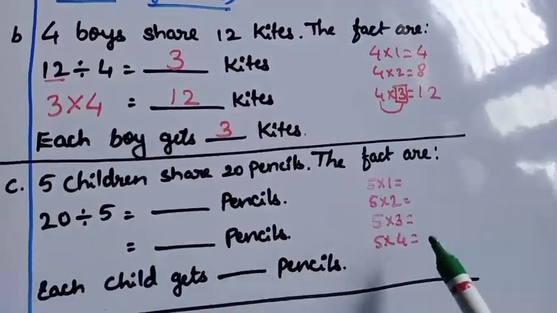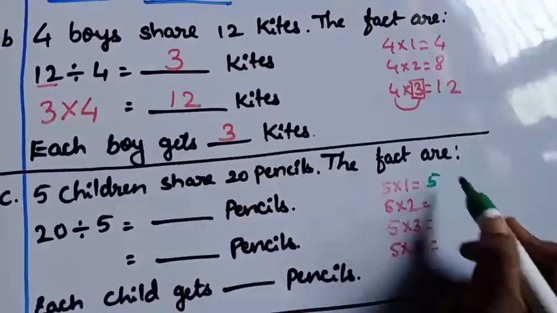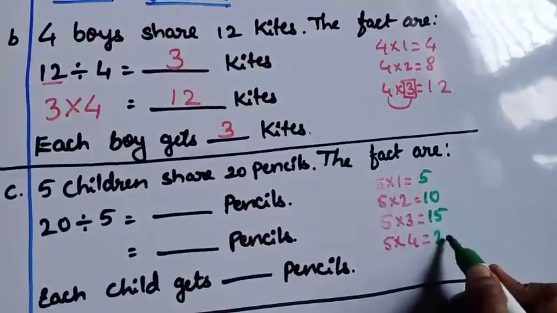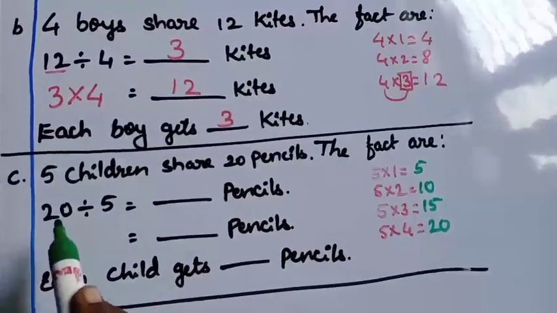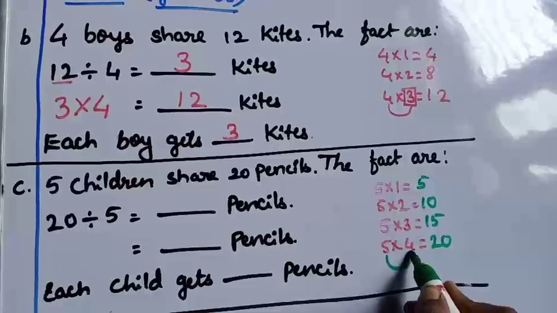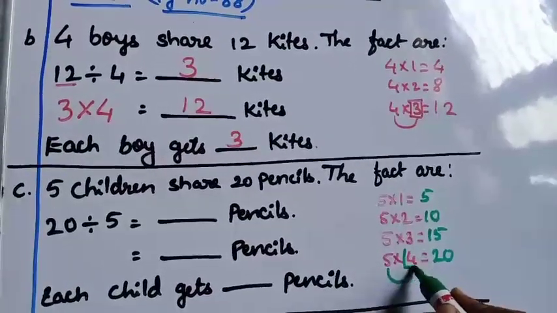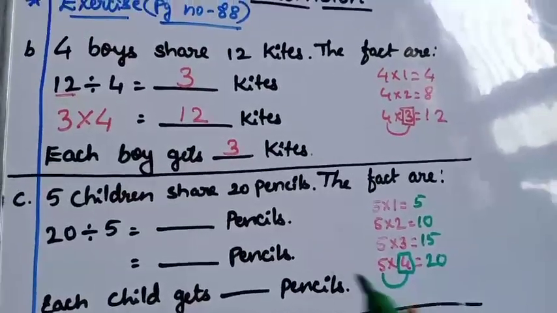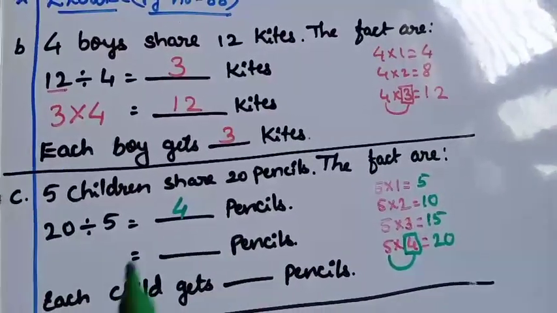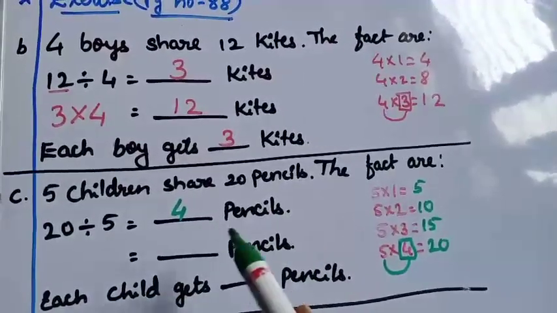First we have to write the table of 5. Okay. 5 ones are 5. 5 twos are 10. 5 threes are 15. 5 fours are 20. We got the number 20. Then we have to stop. So now tell me, 5 how much are 20, children? Yes, 5 fours are 20. So that means 4 is our answer. Got it? So each child gets 4 pencils equally.